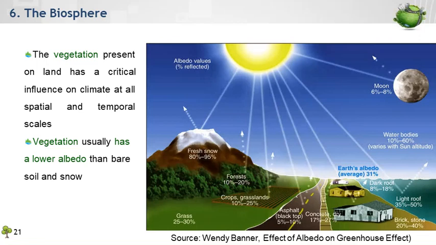As you can see in this figure, the forest area reflects only about 10 to 20% of the incoming solar radiation, while other coverage areas such as snow cap reflect about 80 to 95%, and brick and stone cover areas reflect about 20 to 40%.